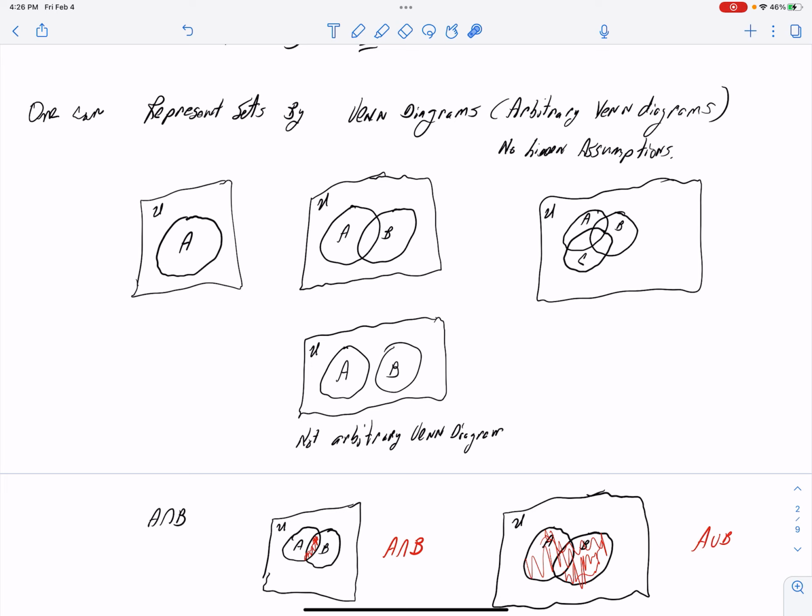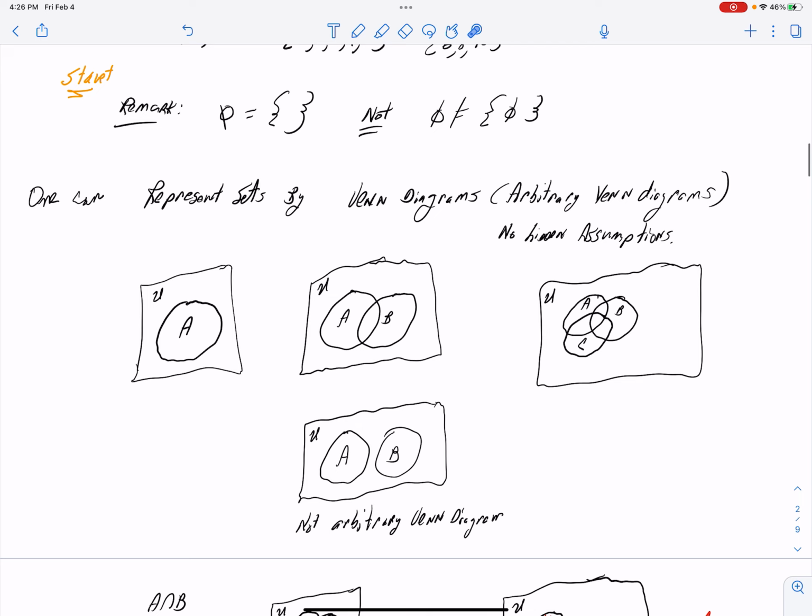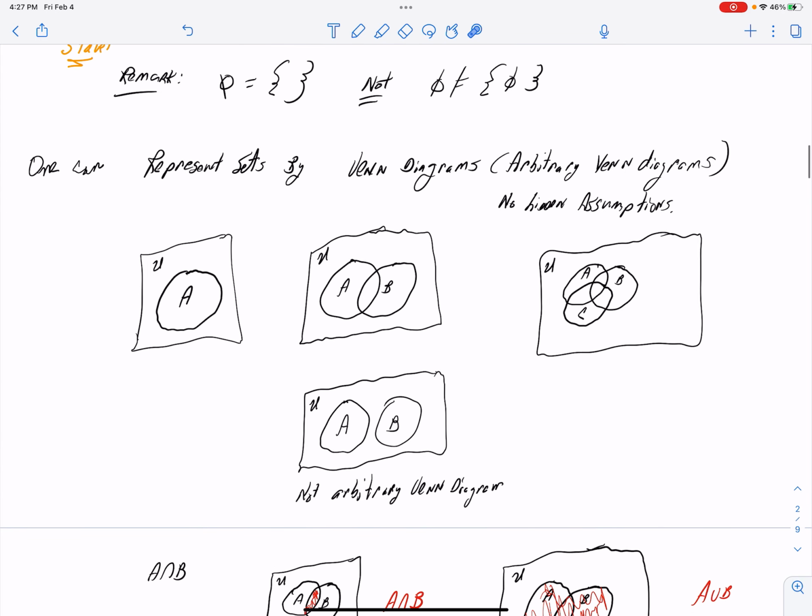Picking up where we left off last time, there's another way that we can represent sets, and that is by what we call Venn diagrams. Now, Venn diagrams are just a way to represent things by a picture, in which case sets are denoted by circles, and the big universal set, as you see here, is denoted by a big rectangle.